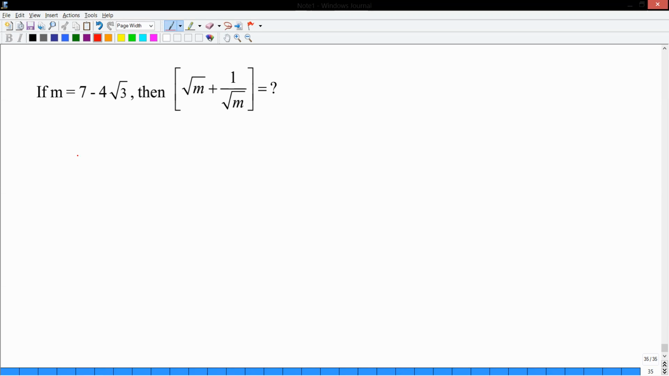M is equal to 7 minus 4 root 3. Then he's asking you root of m plus 1 by root of m. So let's try to find out root of m. I need 2 into 2. 2 means you can say 4. You can write 4 root 3 as 2 into 2 into root 3. This 2 you can write as root 4. 4 plus 3, 4 into 3.